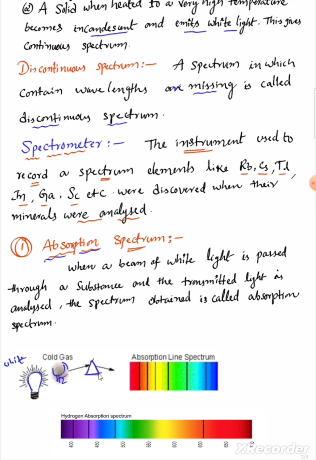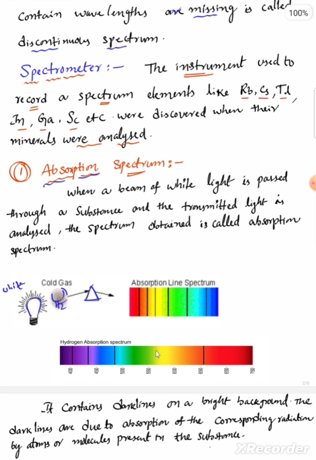The transmitted light we can analyze with the help of a prism. When the transmitted light is passed through the prism, we will get the absorption spectrum. Here we can see how the absorption spectrum happens. It contains dark lines on a bright background. These dark lines are due to absorption of corresponding radiations. Here we can see this is hydrogen's absorption spectrum.